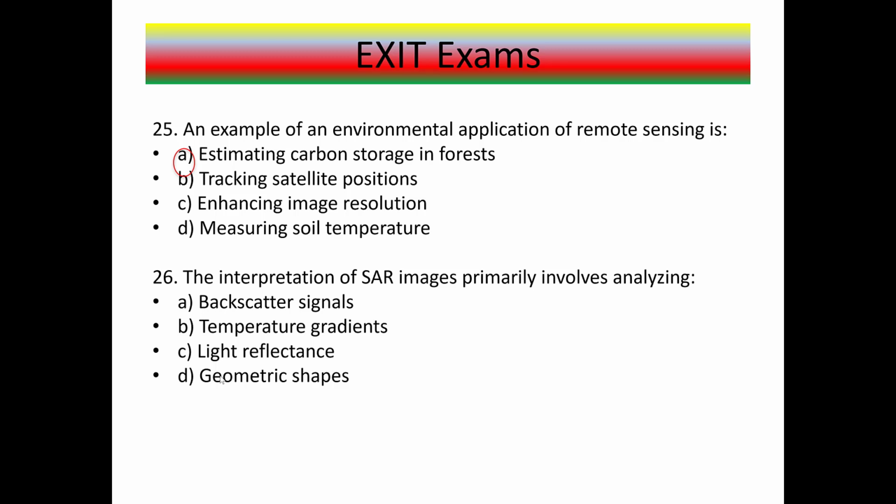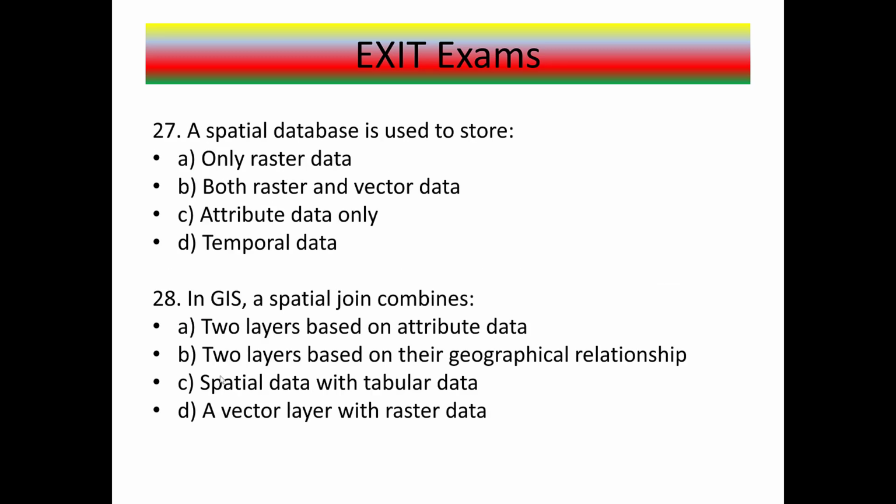26. The interpretation of SAR, or synthetic aperture radar, images primarily involves analyzing: A. Backscatter signals, B. Temperature gradient, C. Light reflections, D. Geometric shapes. So the interpretation involves backscatter signals. Backscatter signals are a method of pre-processing of synthetic aperture radar images. So synthetic aperture images pass through these processes.